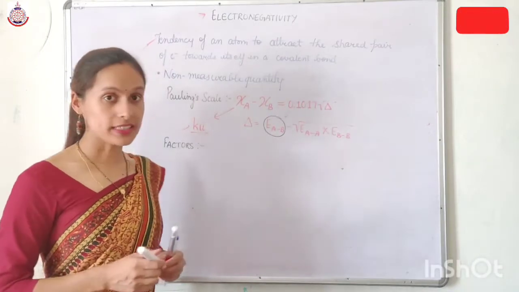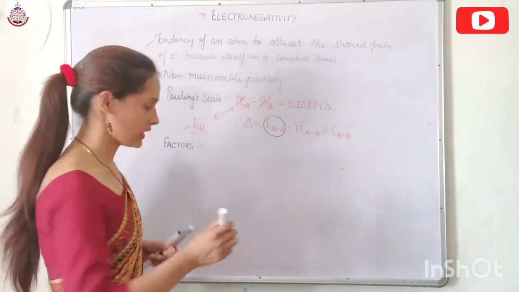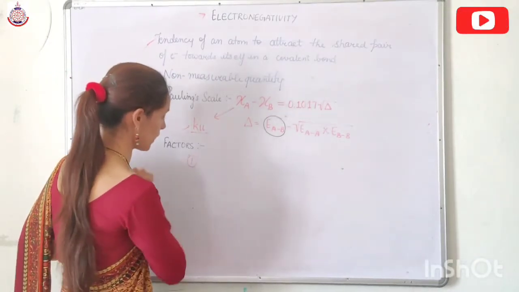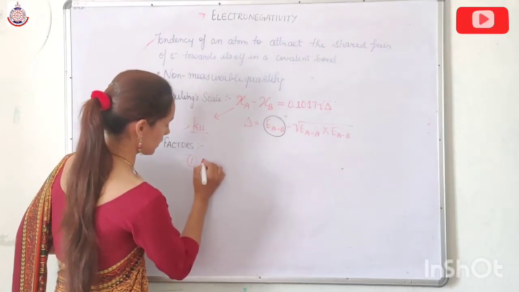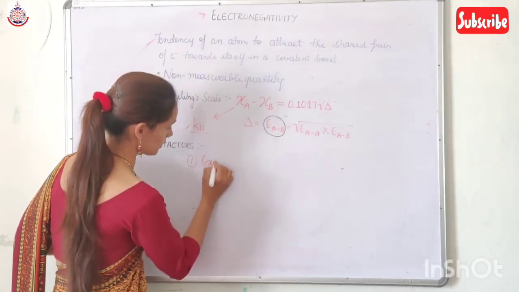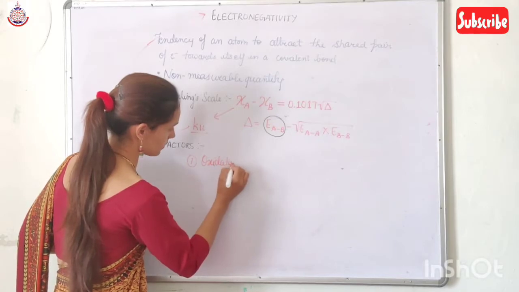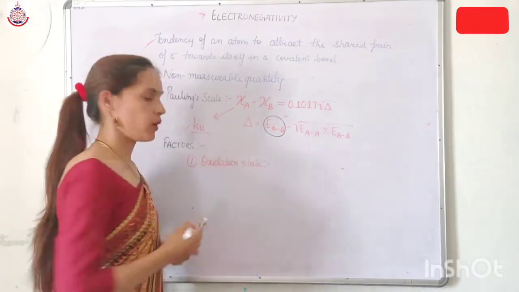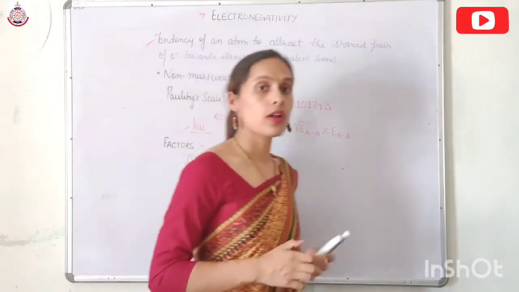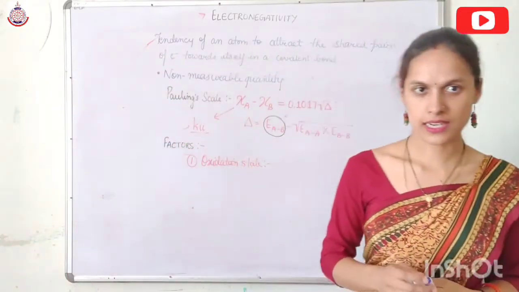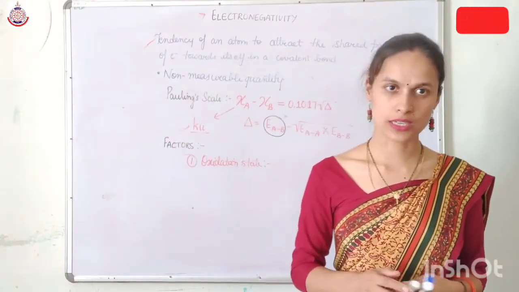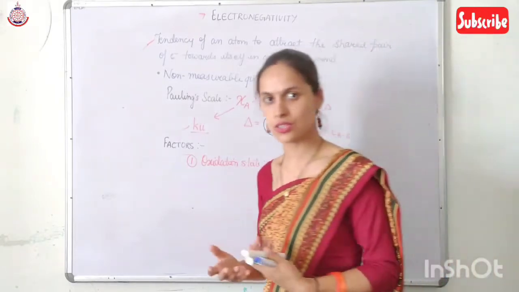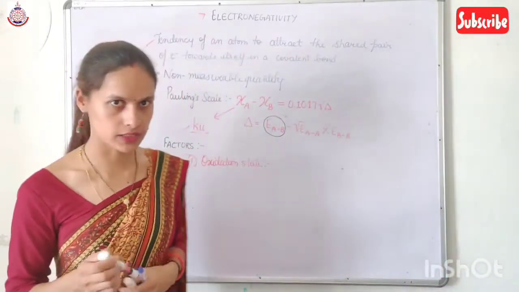Now, next, if we talk about the factors affecting electronegativity, what are the different factors which affect the electronegativity? The first one is the oxidation state. Greater the oxidation state, higher the electronegativity.